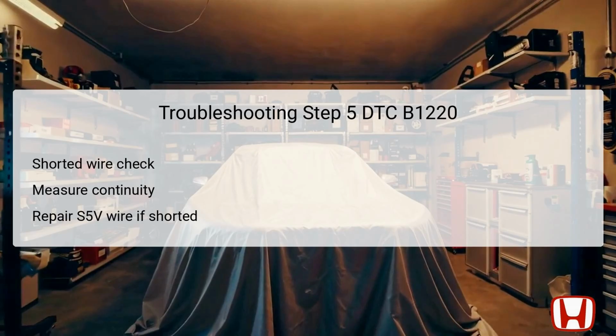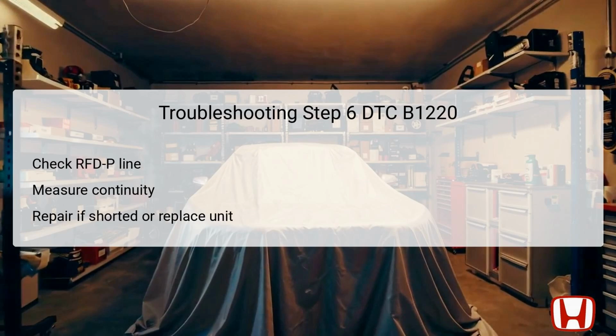If continuity is detected, that signifies that there's a short somewhere in the S5V wire, which needs immediate repairs to prevent further malfunction. Conversely, if no continuity is found, it suggests that the issue lies with the climate control unit, necessitating its replacement for proper operation.